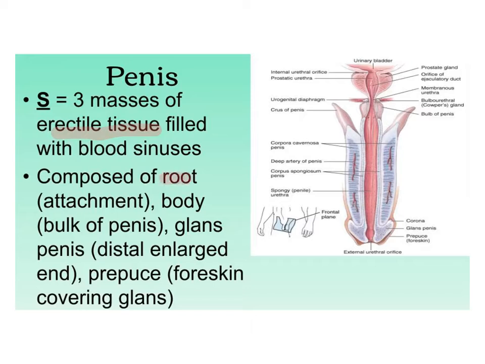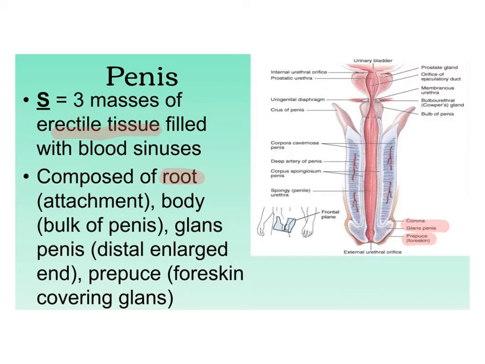Now, the penis itself has a root where it attaches to the body. The bulk of the penis is called the body. The end of the penis is called the glans. And if there is foreskin on the penis, it's called the prepuce. Not all penises have foreskin, and we'll talk about that in a little bit.